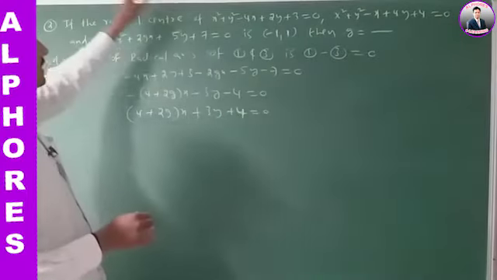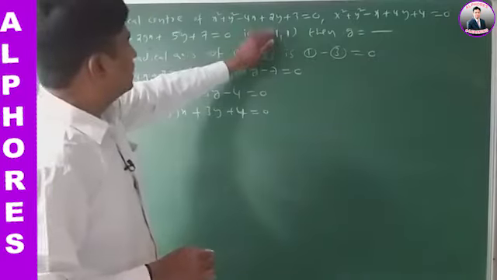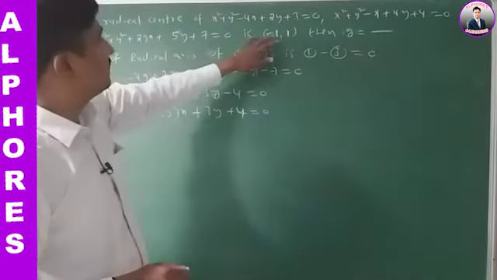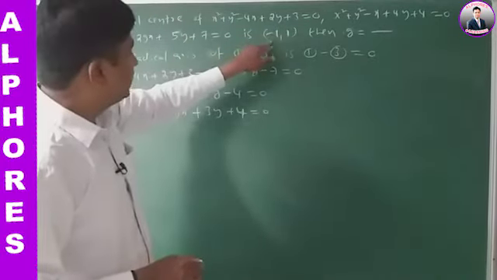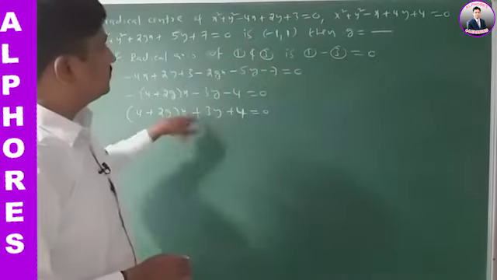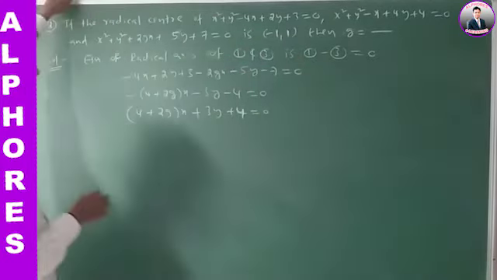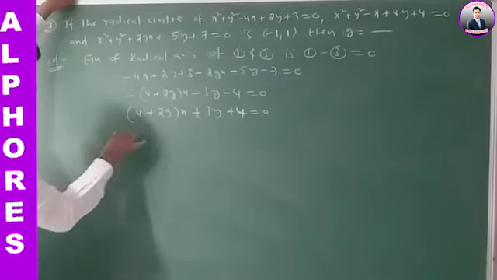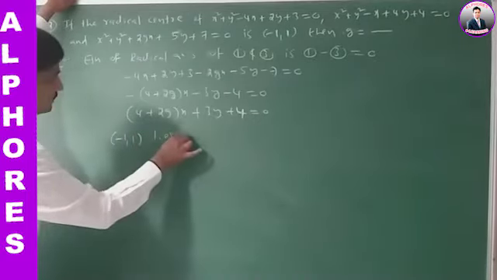Here the radical center of these three circles is given as (minus 1, 1). The radical center lies on the radical axis. Question: g equal to what? Here (minus 1, 1) lies on this line.